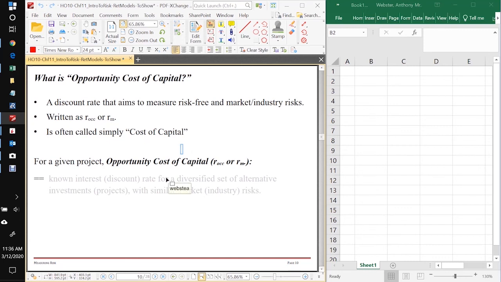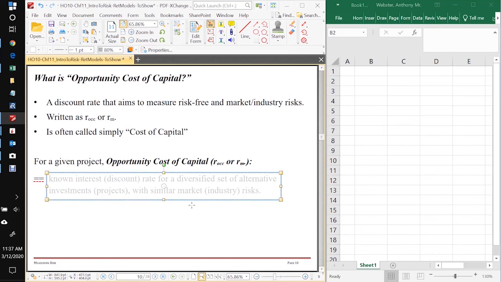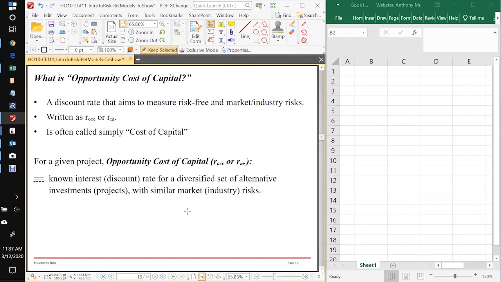Okay, so now let's get a formal definition for this. And you know the story, the song remains the same. What do you do when you see a definition? You have to memorize it for this class. So what's our formal definition of opportunity cost of capital? This should also be completely consistent with Macroeconomics 101. It's the known interest rate or discount rate for a diversified set of alternative investments with similar risks to a project that we're considering at this moment.